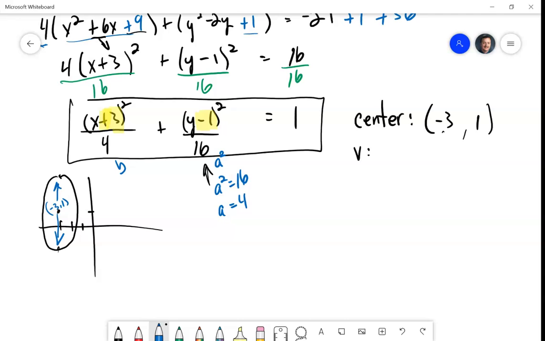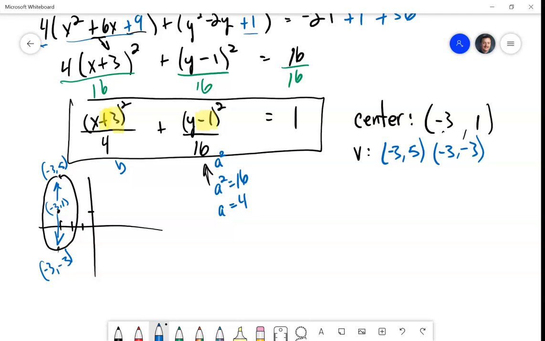So if I'm at negative 3, 1, and I go up 4, then that vertex would be at negative 3, 5. Going up 4 only changes the y component. Then if I go down 4, that becomes negative 3, negative 3. So I have this point negative 3, 5, and this point negative 3, negative 3.